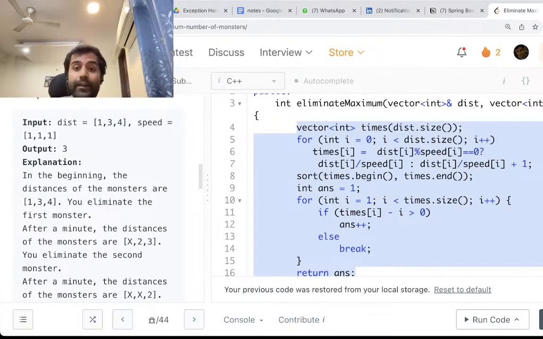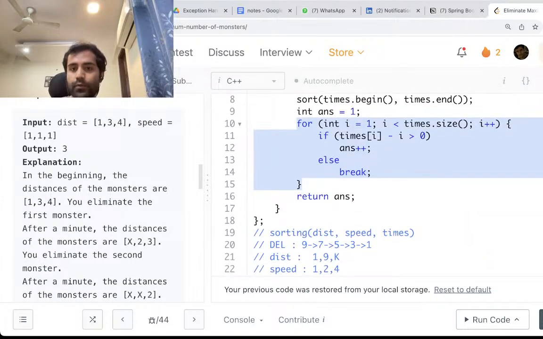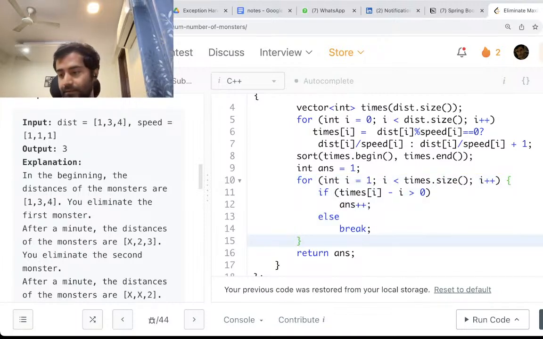So what is it that we are doing? This loop is running for n times. Imagine if there are n values in your distance and speed array, so it is going to run for n times. And then you are sorting. Your sorting is going to take n log n time, right? This loop is also going to take n time. So in order of n log n time, we have been able to solve this question. Sorting was mandatory over here. Without sorting, we could not conclude this, right?